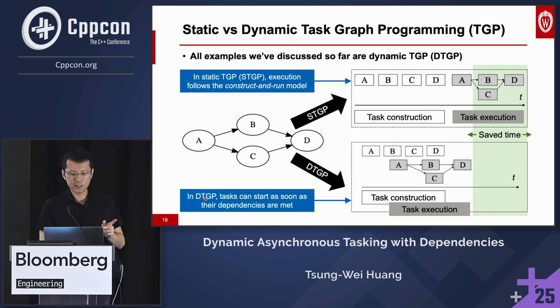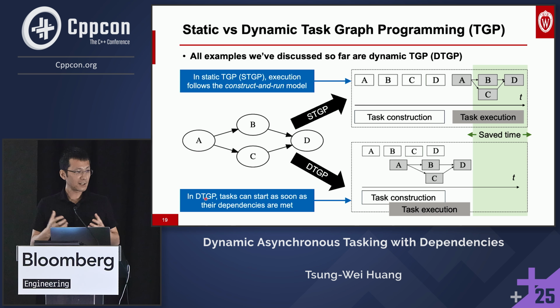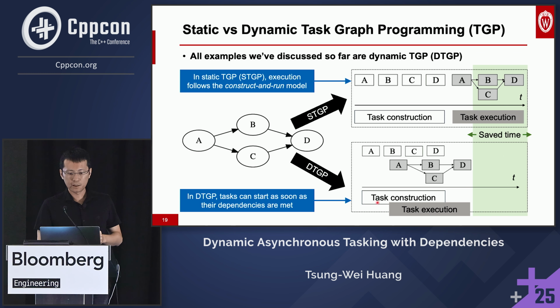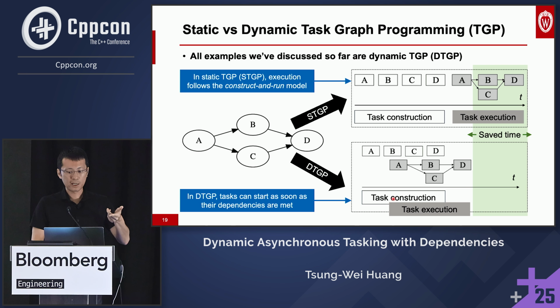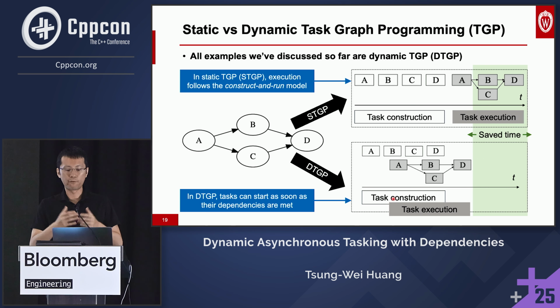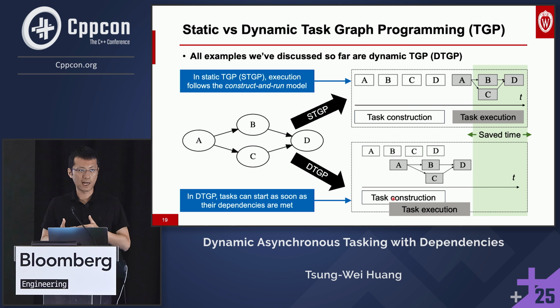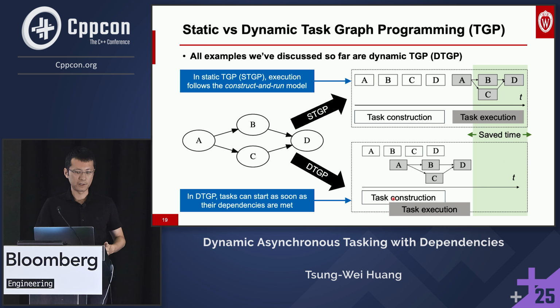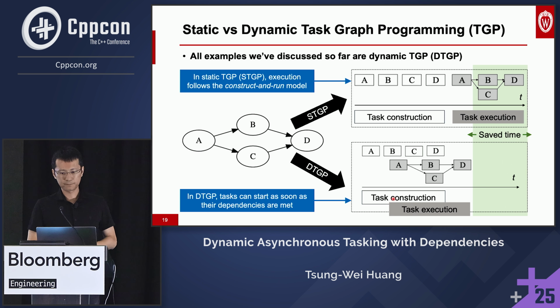On the other hand, in DTGP, the asynchronous task you created can start immediately as soon as its dependencies are satisfied. Meaning that the task graph construction can overlap with the task graph execution. And for a very large task graph, this overlap may provide certain performance advantages over STGP, static task graph parallelism.